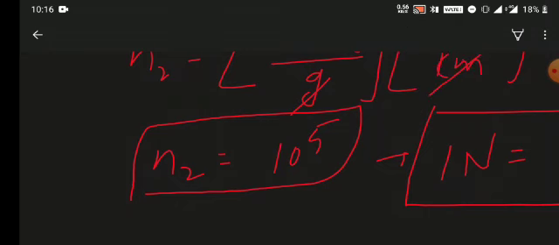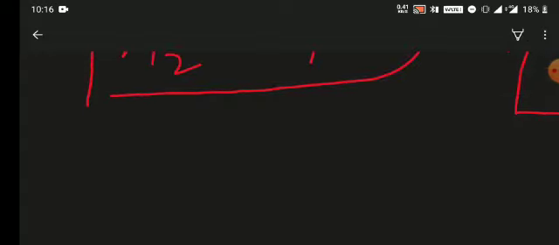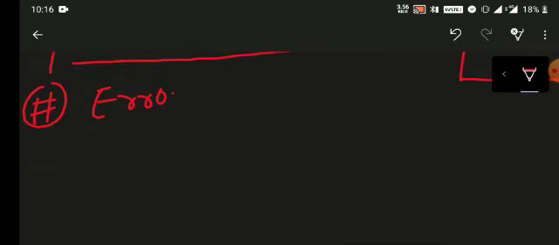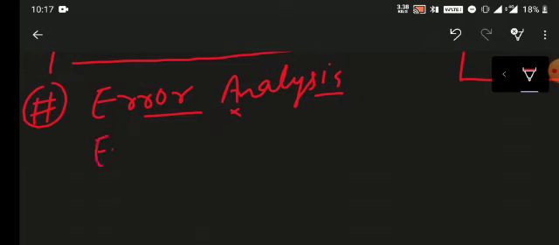So the topic is error analysis. This is a very simple topic. You know what error is? The error is the difference between the measured value and the actual value.